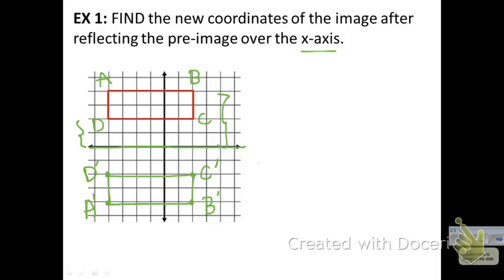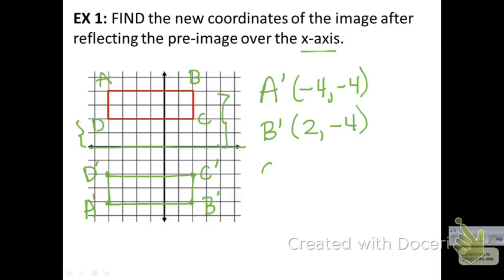It asks you to write the coordinates of each of these values. So for A prime, it is back 4, down 4. B prime is over 2, down 4. C prime is over 2, down 2. And D prime is back 4, down 2.